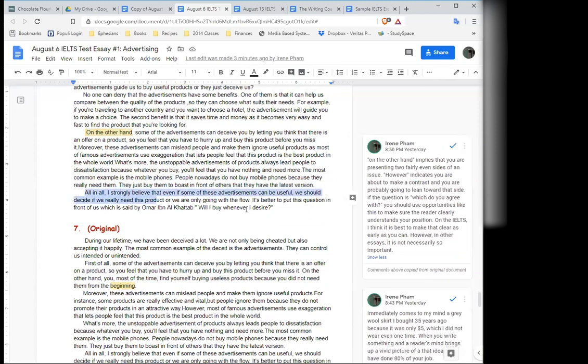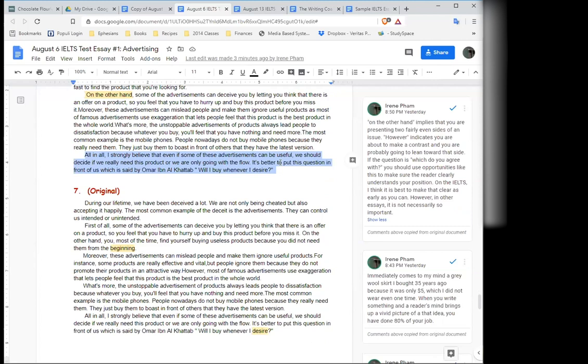This is the person who ended their essay with this quote. I just love quotes. I think that they make our writing interesting, and we appeal to authority when we use quotations. So even though I don't think it was really a great conclusion here, it is not really a summation of the argument or a restatement of the argument, I still was charmed by this quote from Omar ibn al-Khattab. Will I buy whenever I desire? Yeah, I liked it anyway.